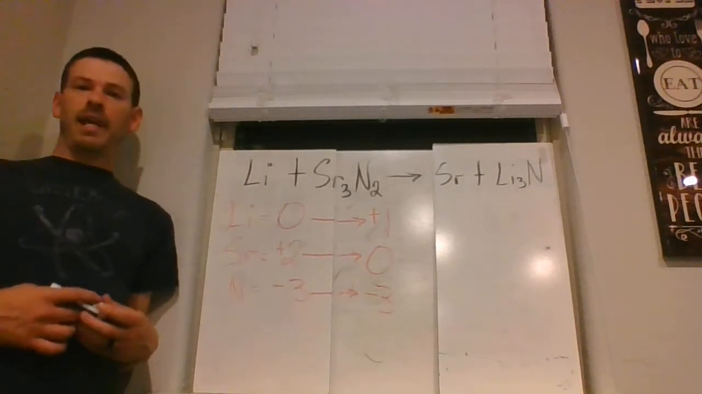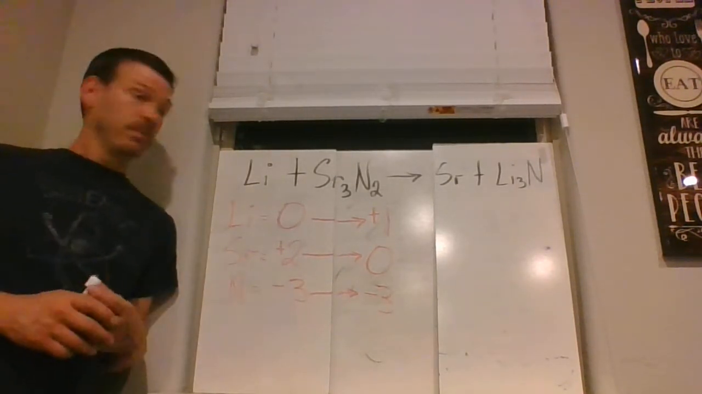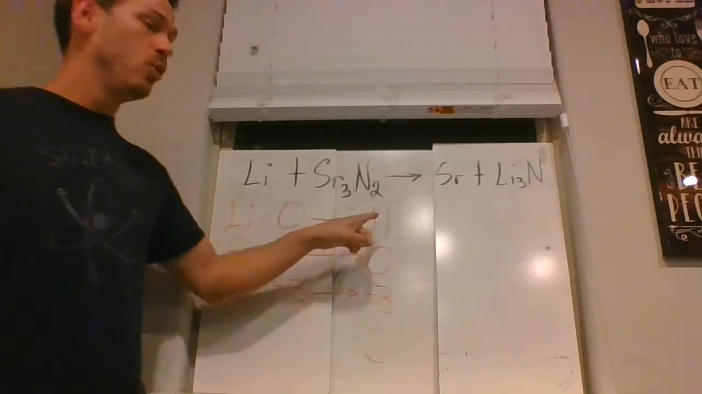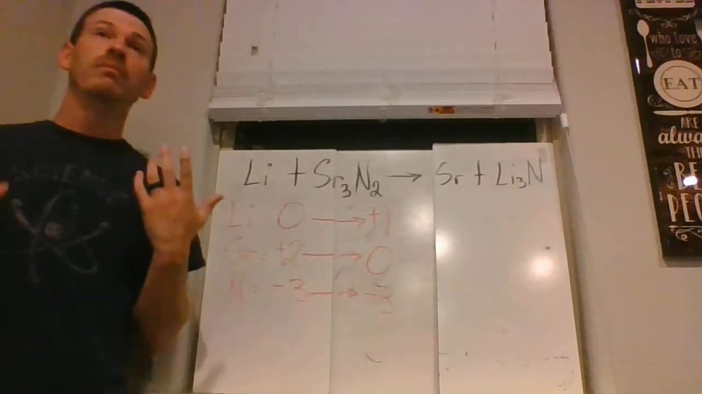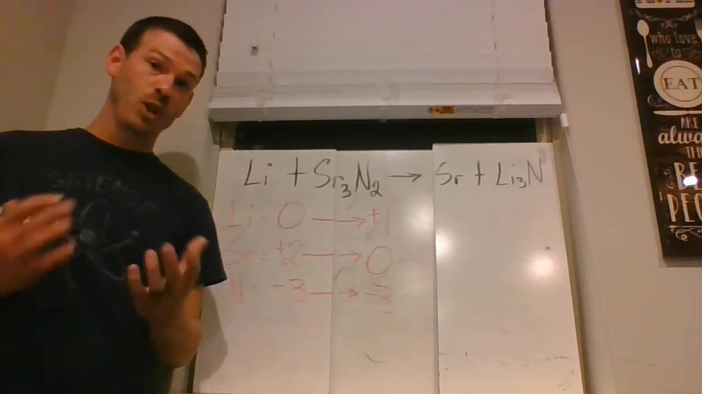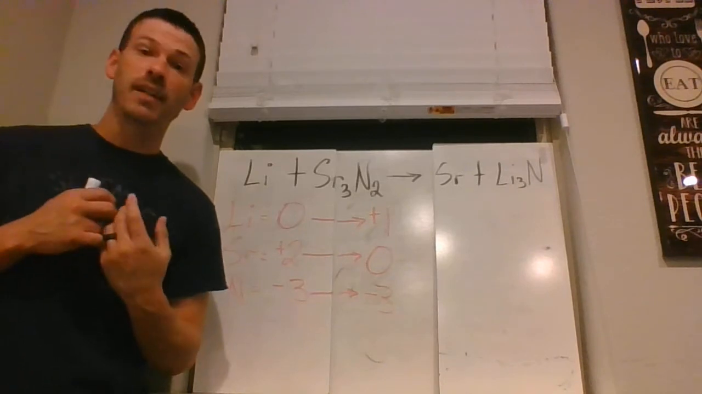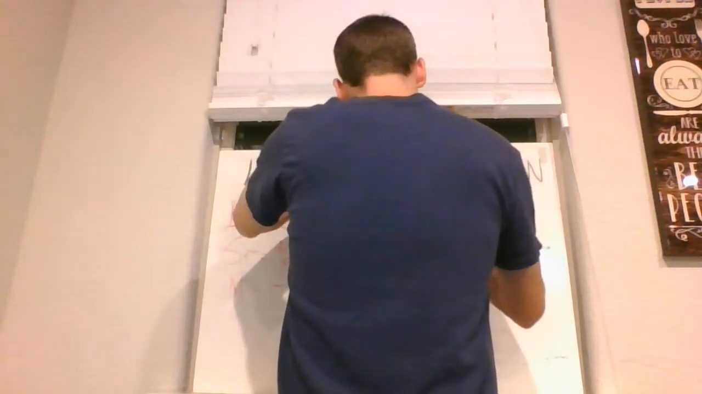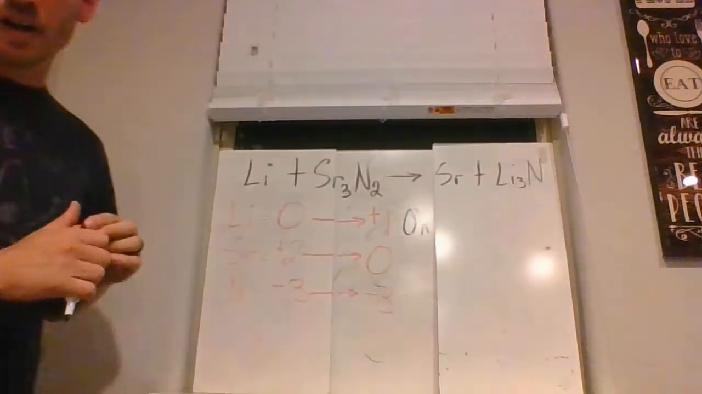So now here's where we have to decide if you can apply vocabulary. Lithium went from a 0 to a +1. Therefore, he became more positive. What's the only way to become more positive? What do you have to do with your electrons? Well, you've got to get rid of them. By definition, lithium then was oxidized.